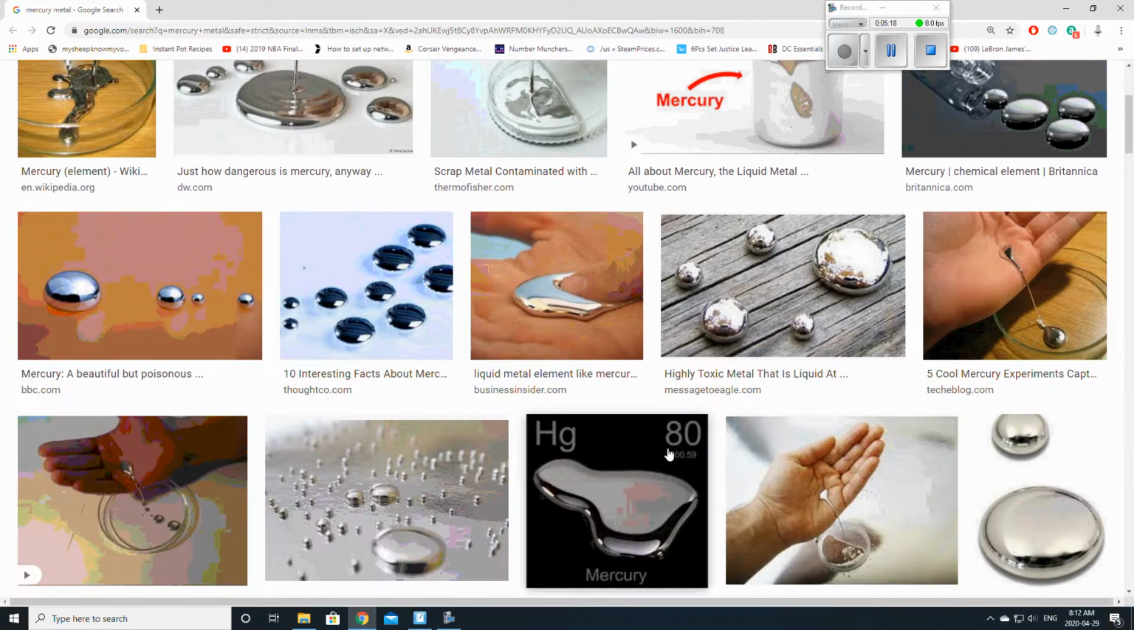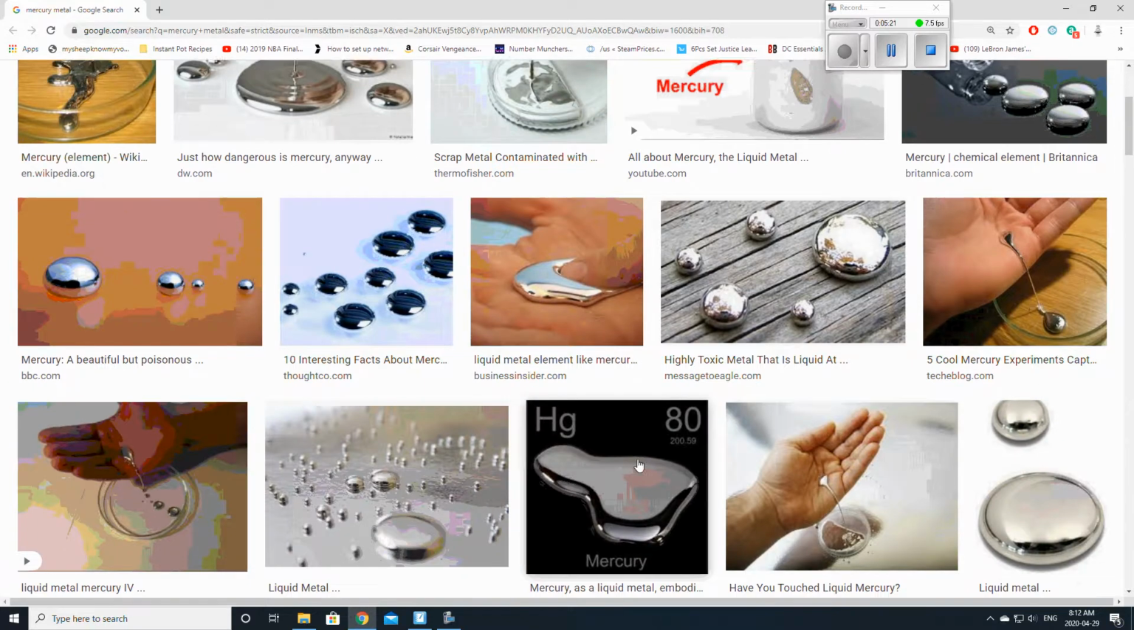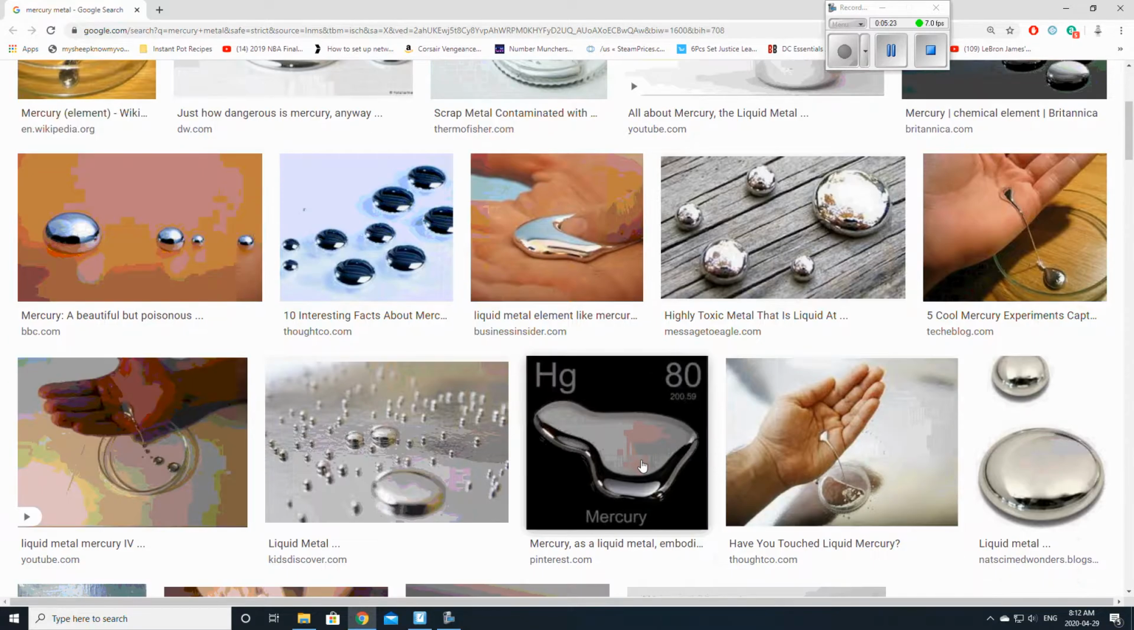There's another word for mercury. You might know the Marvel superhero comic, Quicksilver. Quicksilver is another name for mercury because it flows really easily. And Hg, if you remember, is the symbol for mercury. So mercury is the only metal that is not solid at room temperature.